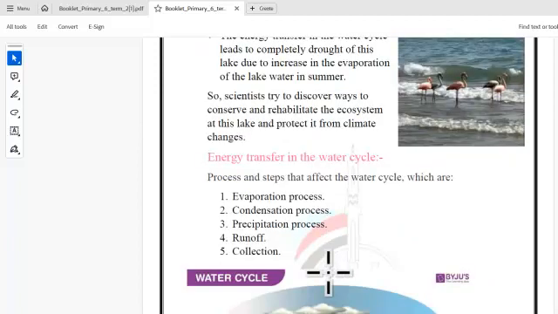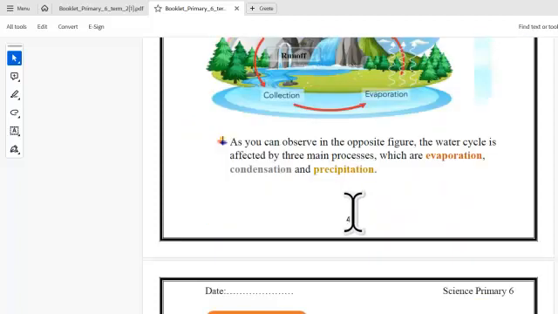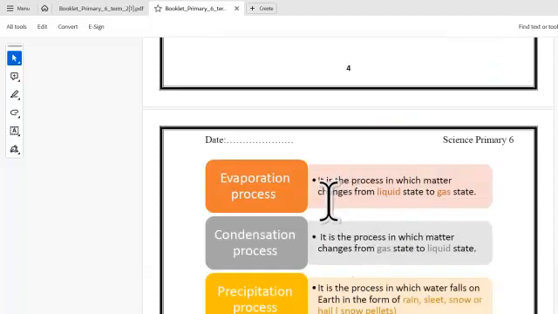The water cycle contains 3 processes and 2 steps. The three processes are the evaporation process, condensation process, and precipitation process. And the two steps are runoff and collection. The evaporation process is the process in which matter changes from liquid state to gas state. What is the meaning of condensation process? The condensation process is the process in which matter changes from gas state to liquid state. What is the meaning of precipitation process? It is the process in which water falls on Earth in the form of rain, sleet, snow, or hail.